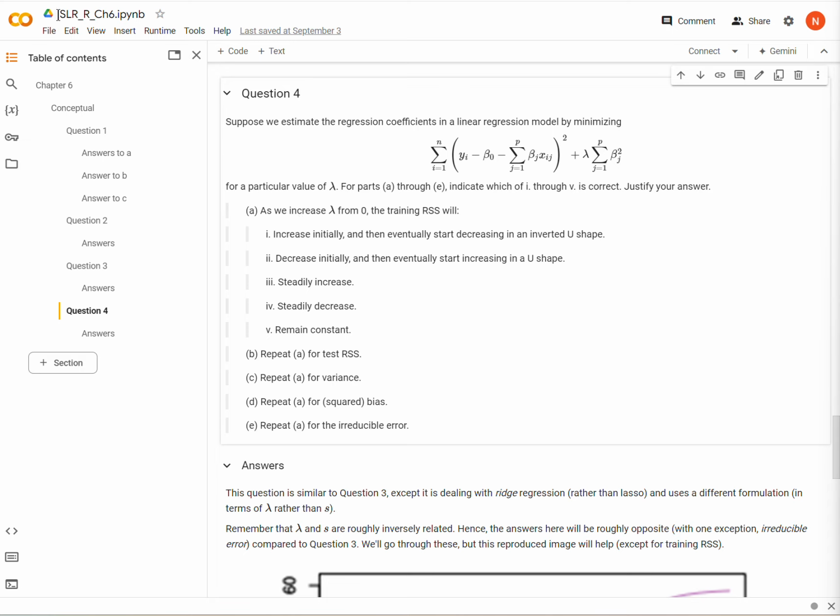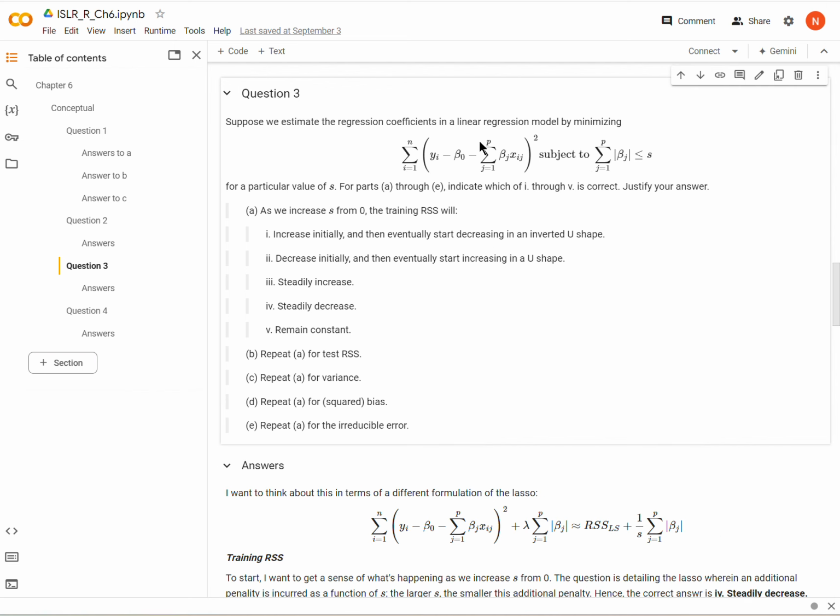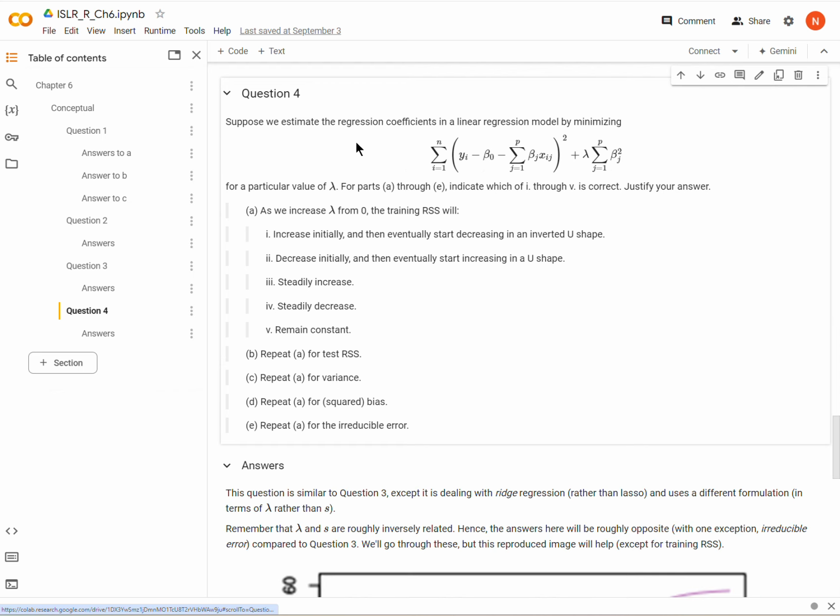Okay, so we are in Introduction to Statistical Learning, Chapter 6 here, and we're on the conceptual questions, question 4. We'll get into question 4 in a second, but I want to compare it with question 3. In question 3, we were looking at the lasso, and we were asked some questions about the lasso. And now we're asked about ridge regression.